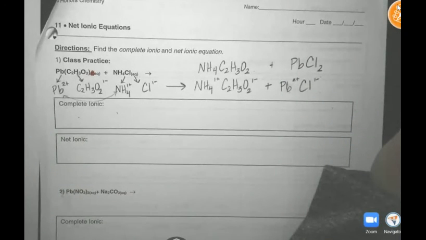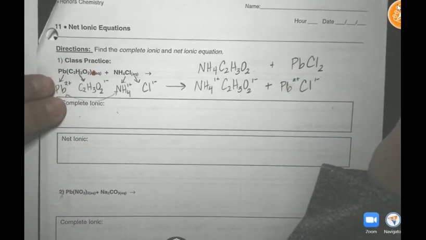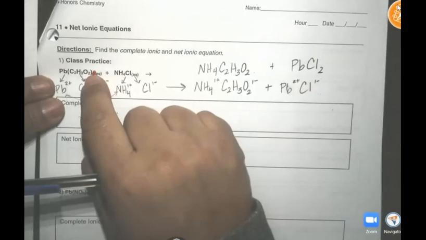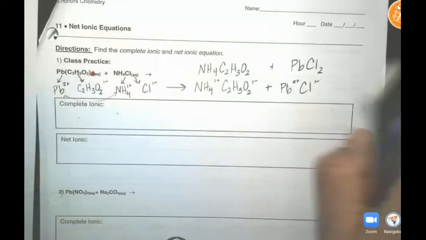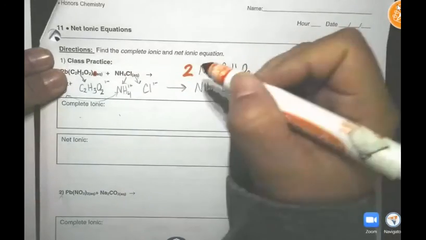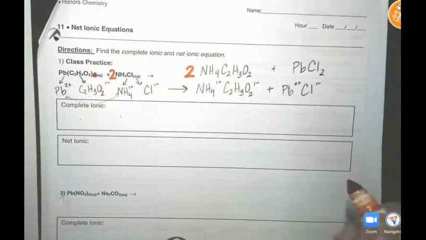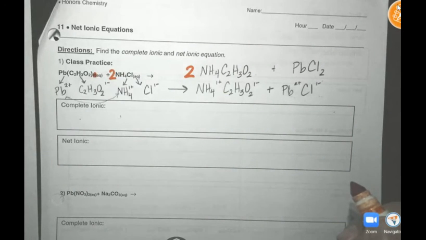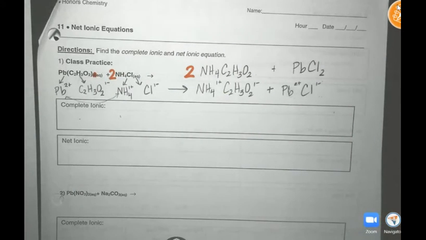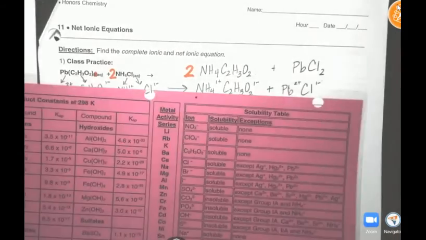Next thing I do is I balance. I can see that I have 2 acetates here, right? So I'm going to put a 2 here. Now I have 2 ammoniums, so I'm going to put a 2 here. And the Pbs are balanced, and now the Cls are balanced. So I did step 1, step 2, step 3 now is predict what are the states of matter for the products.